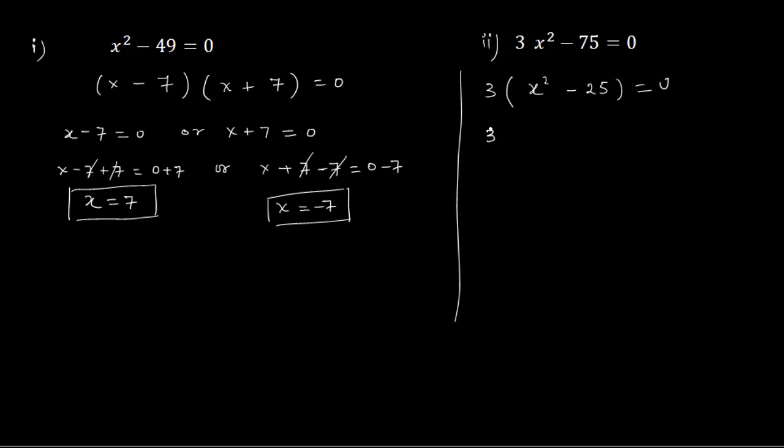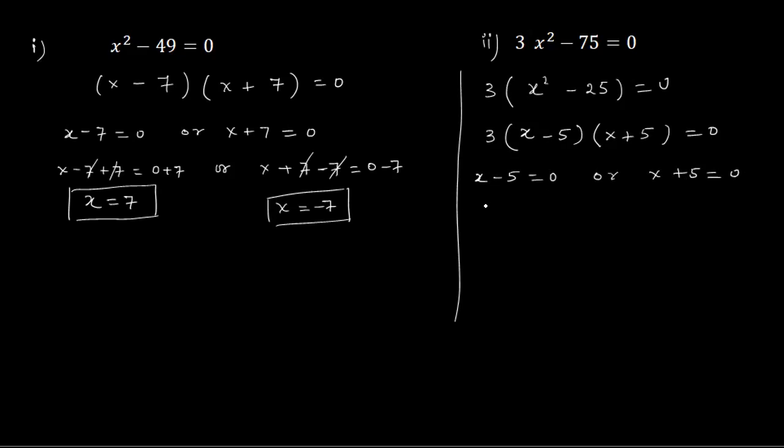So we can rewrite this as: the square root of x square is x. The square root of 25 is 5. Again, rewrite as x and 5. Now put a negative sign, and a positive sign. Now we separately set all of them equal to 0. Since 3 is not 0, x minus 5 equals 0 or x plus 5 equals 0.